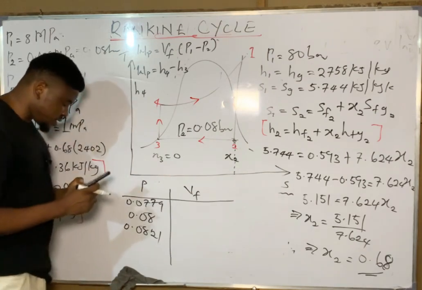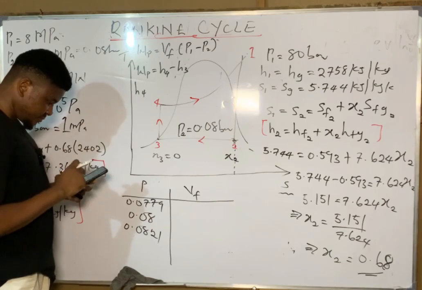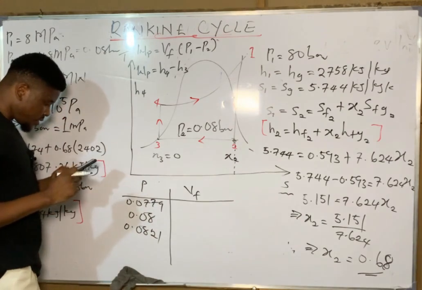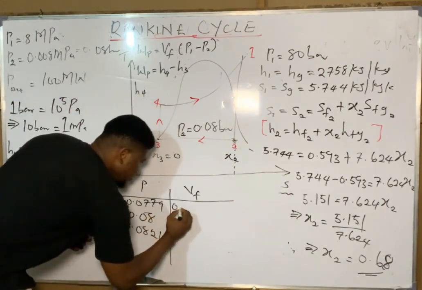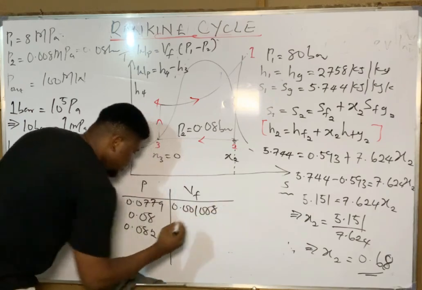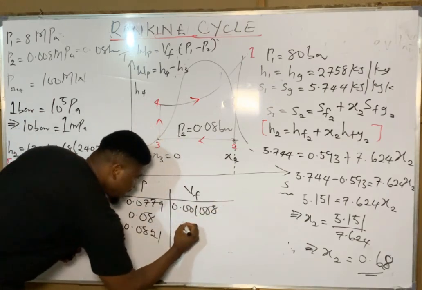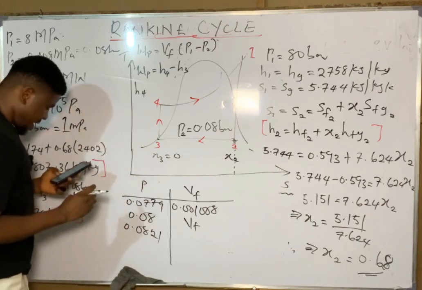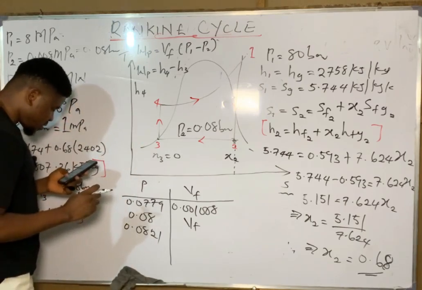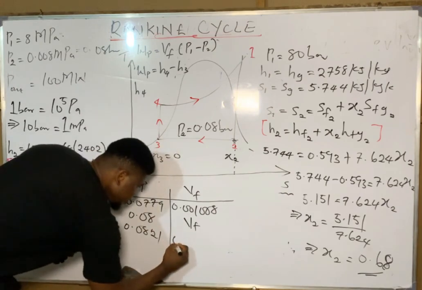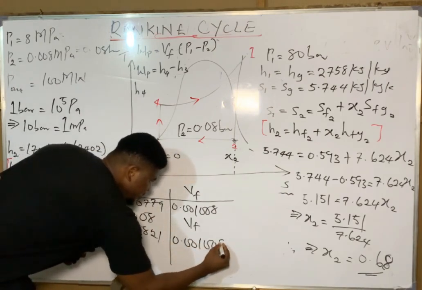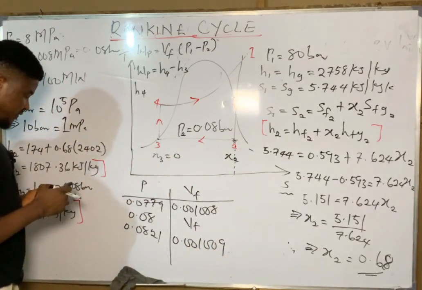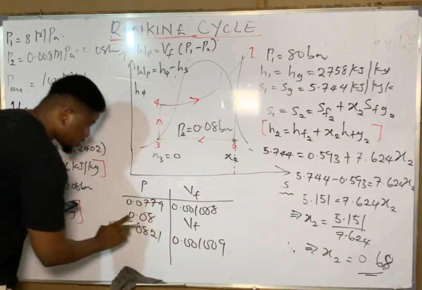So corresponding to 0.0779, the volume of the fluid is 0.001008. Meanwhile, corresponding to 0.08, we don't have it, so label that as VF. Corresponding to 0.0821, we have it to be 0.001009. So we simply interpolate from here. With that interpolation, we can find the volume of the fluid corresponding to 0.08.